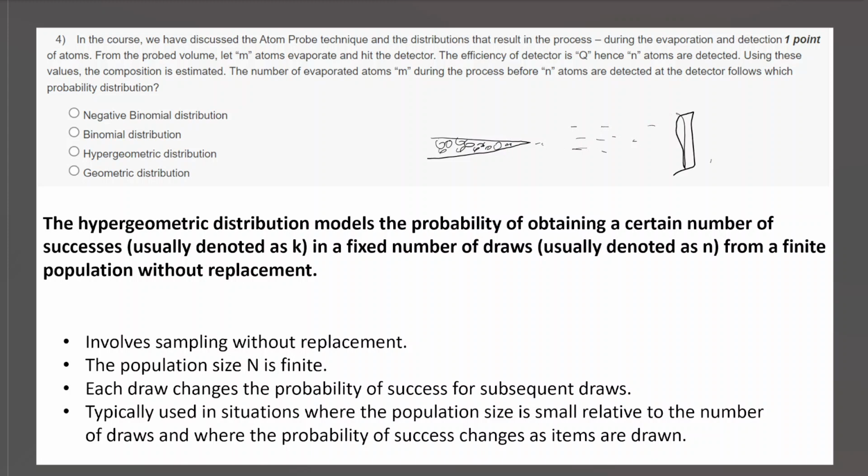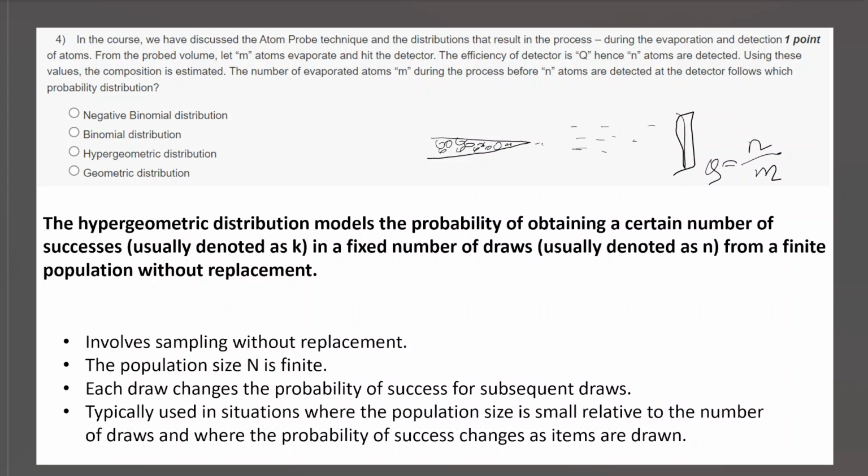The efficiency of the detector is Q. Efficiency means the number of atoms detected divided by the number of atoms evaporated. So the number of atoms detected is N, divided by the number of atoms evaporated, M. So using this value, the composition is estimated. The number of evaporated atoms M during the process before N atoms are detected. As you have seen in the geometric function, N atoms detected, N successes, given M trials or M atoms being evaporated.